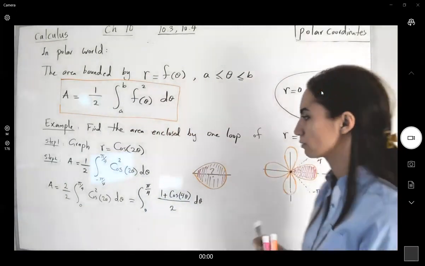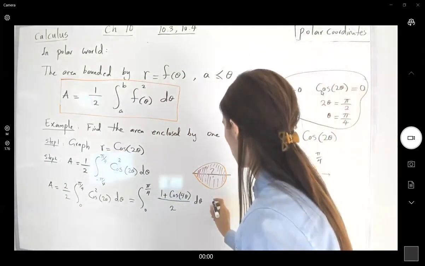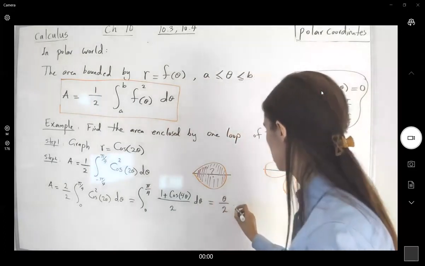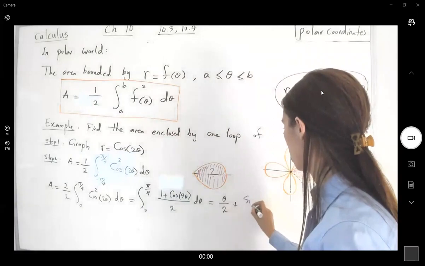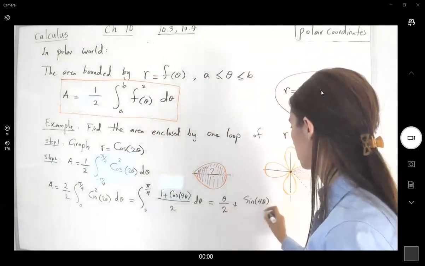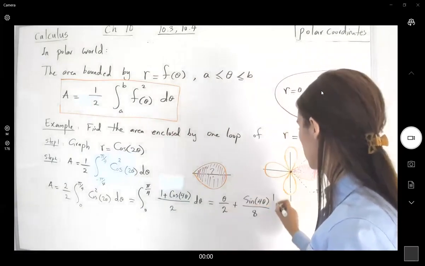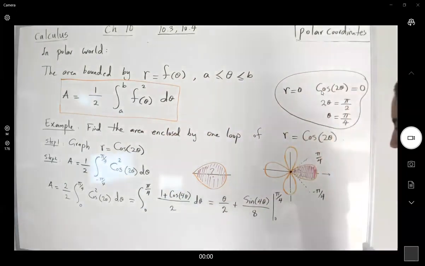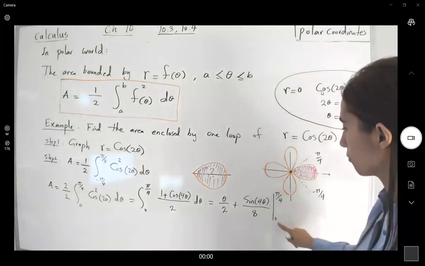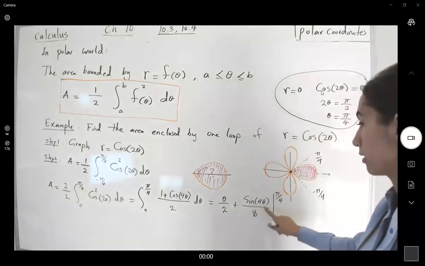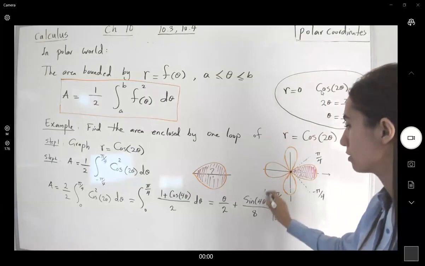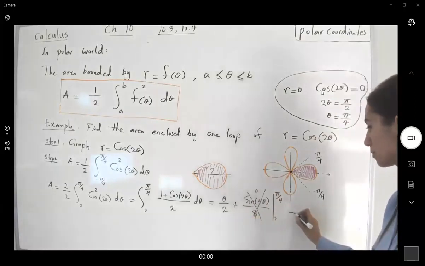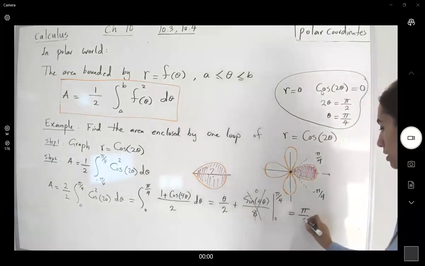Okay, the rest is what you learned in elementary calculus. Here you have theta divided by 2 plus sine of 4 theta divided by 8, 0 to pi over 4. Again, I'm not too worried about pi over 4 and 0 because I have sine. Sine of pi is 0, sine of 0 is 0, so this part is 0. What I'm worried about is the first term, which gives me pi over 8.